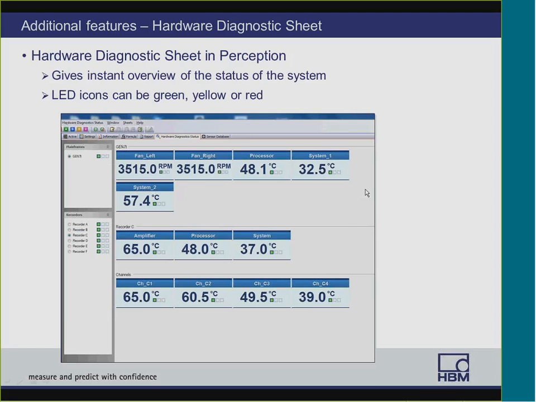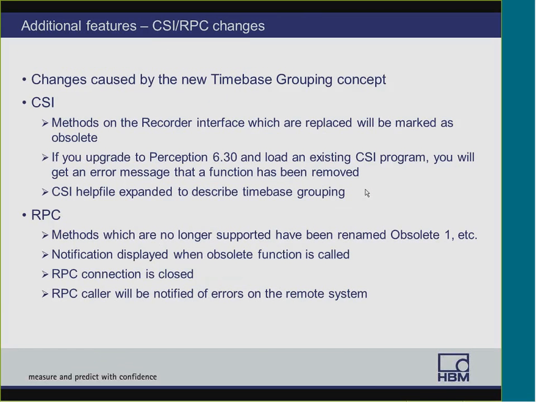If you use our CSI or other remote control, CSI is custom software interface. So if you've created your own program to add features to Perception or have a different user interface, or you like to control your Gen Series hardware remotely and not through Perception, you may see some changes that have been caused by that new time-based grouping concept. So I'd encourage you to go and check out the documentation on that. You will get warnings of functions that are obsolete, but before you upgrade, you should be aware those changes are there.